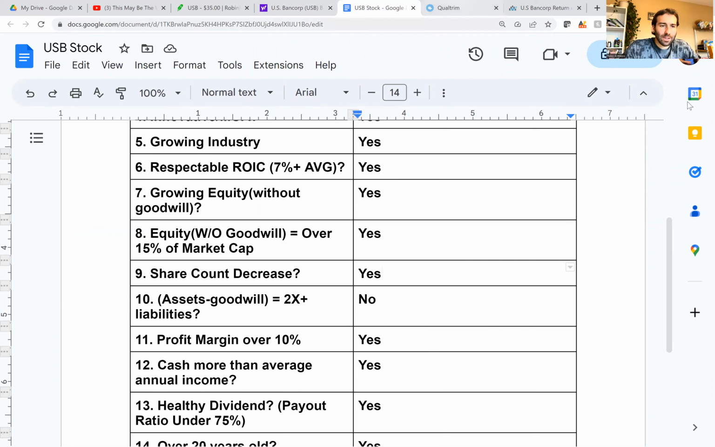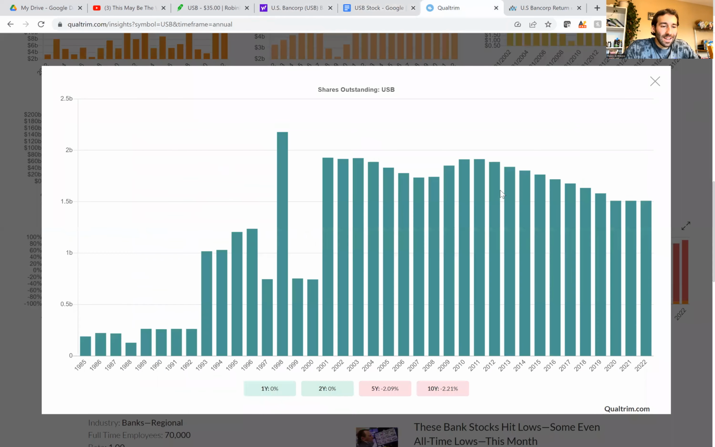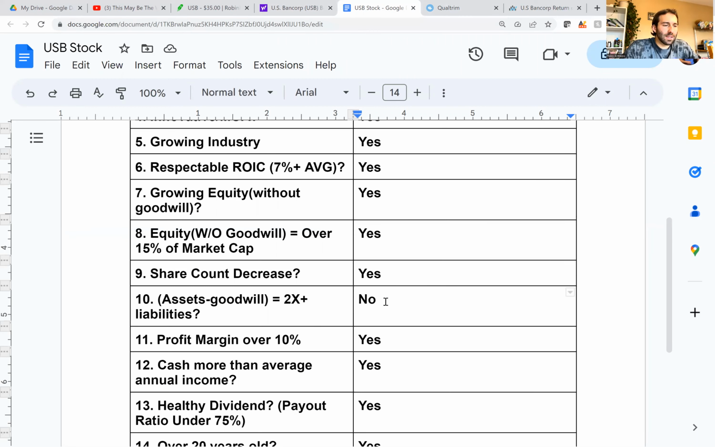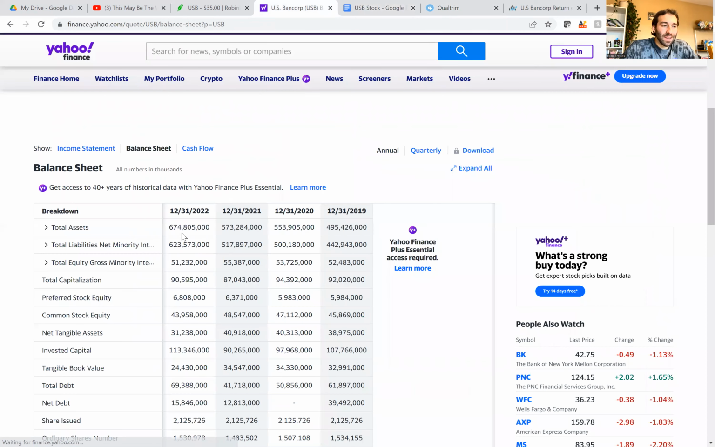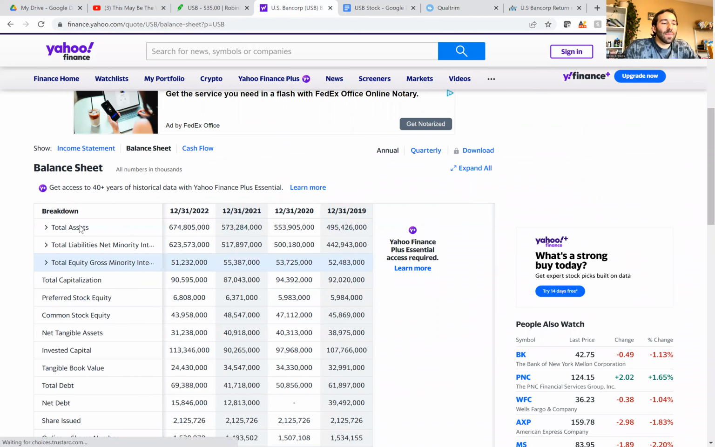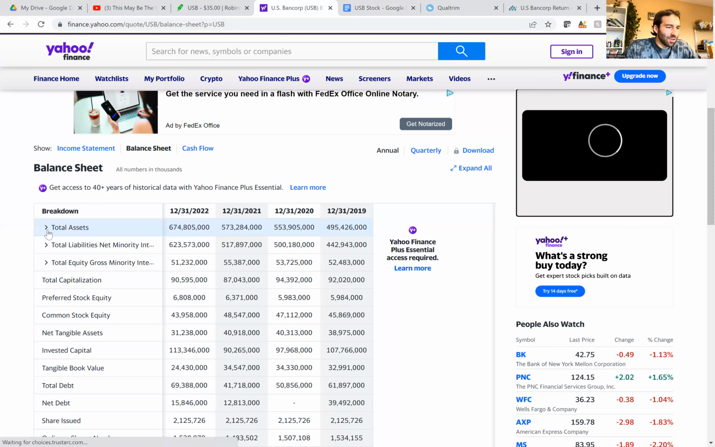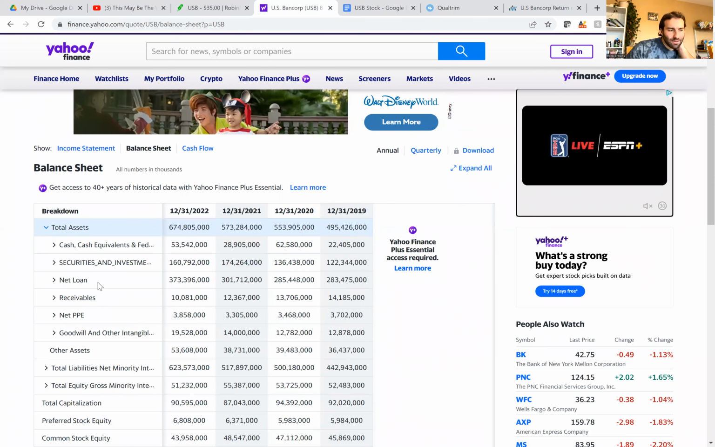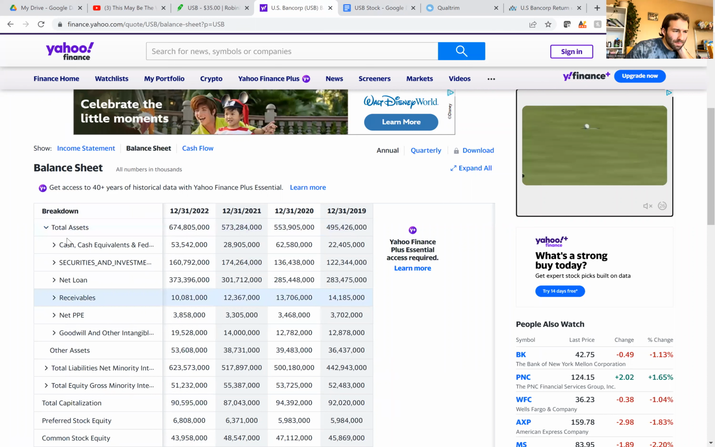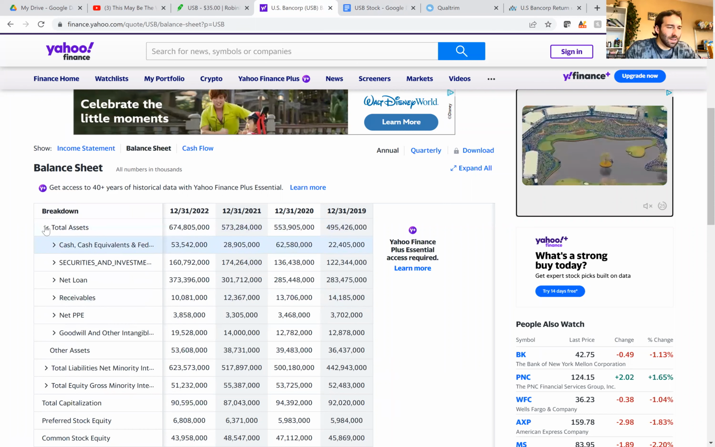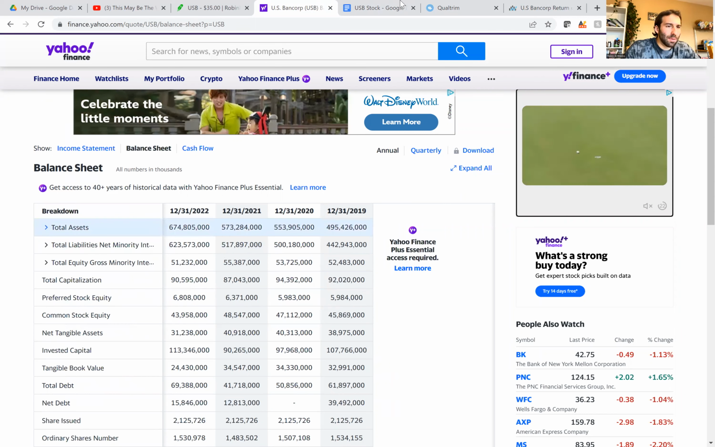Share count decrease. Here we're looking at a nice steady decrease from 2011 to, so it looks like the last 3 years, there hasn't really been much of a decrease, but in the years prior, there was. The important thing is they're not increasing. So that gets a check. Are assets double the liabilities? No, unfortunately, it is not even close. 674. Well, actually, we can look at it like this. I guess if you took out their loans and stuff, maybe then it would be a better ratio, but I still don't see it being double. So that will get a no.